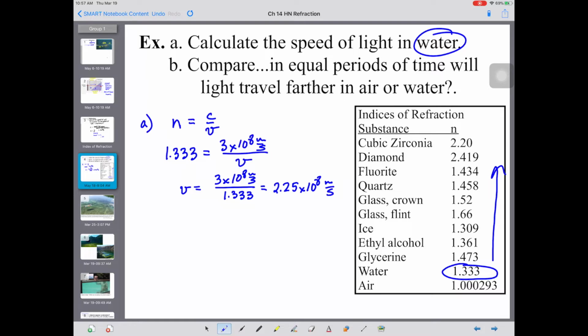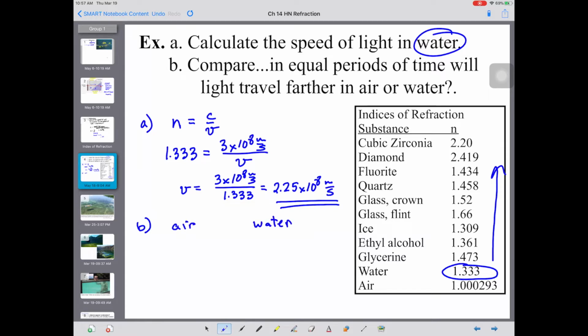So then when light is in water, it's not traveling 3 times 10 to the 8th. It slows down to 2.25 times 10 to the 8th meters per second, which means it will refract, it will bend. In part B, compare in equal periods of time how light will travel in air and water.